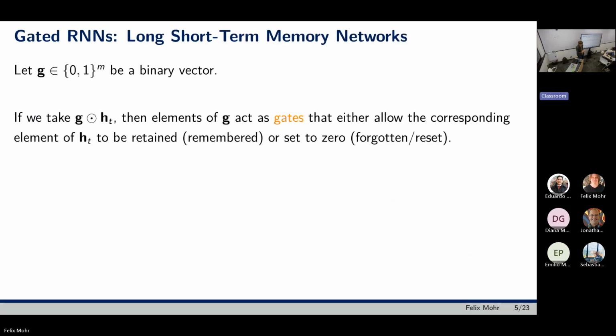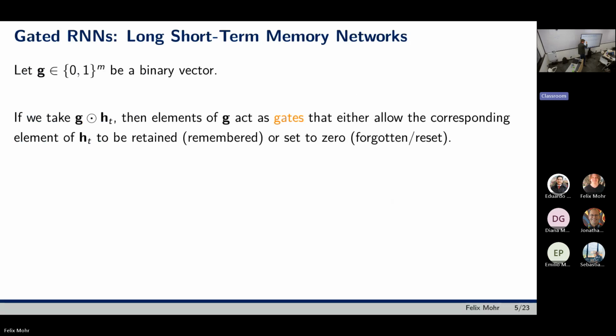Okay, this is what a gate does. A gate is a vector of zeros and ones with m entries. So G is a 0, 1 vector, a binary vector. Now, if we multiply the hidden state with such a gate, then we would keep some of the hidden information, where we have the ones, and where we have the zeros, we would erase this information and go back to the start.